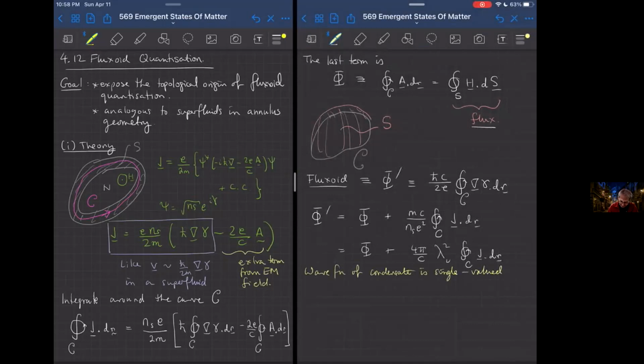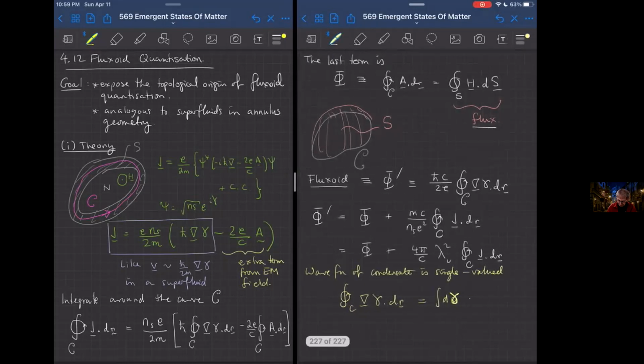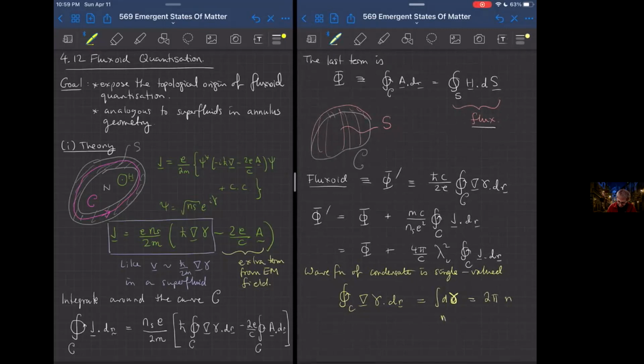And so what that means is that when I integrate grad gamma dotted with dr around a curve, that's equal to the total change in phase, which must be a multiple of 2 pi n, where n can be 0, 1, 2, and so on and so forth.